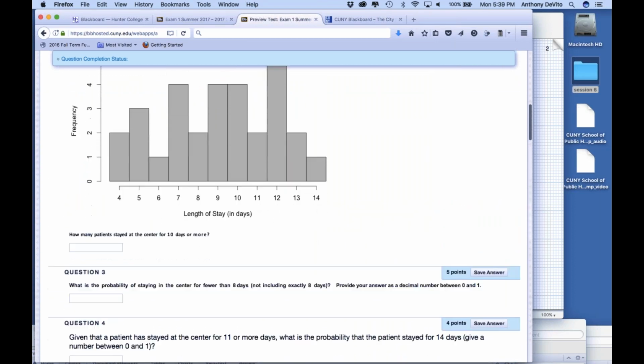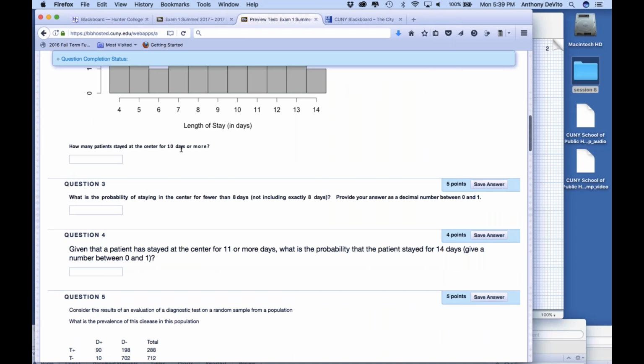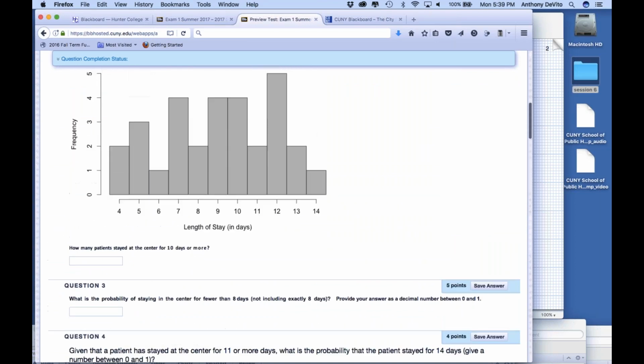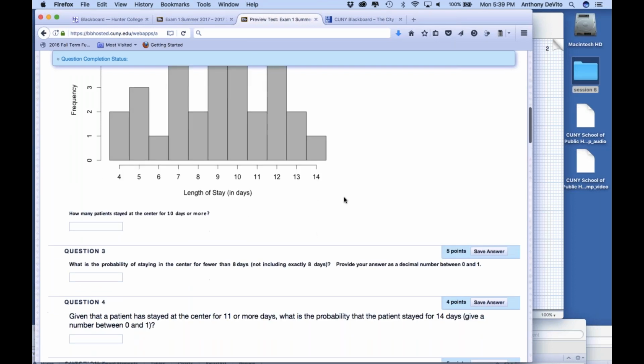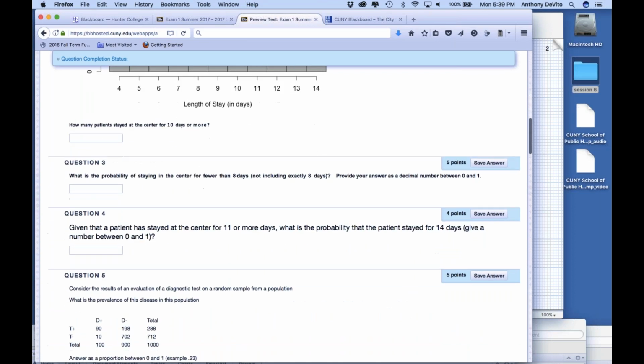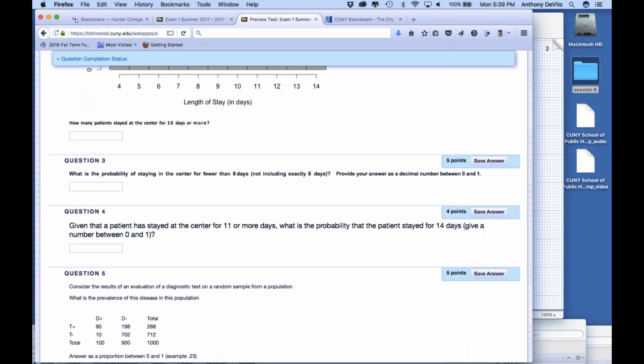Now, as far as this histogram is concerned, it asks you things like, for instance, how many patients stayed at the center for 10 days or more. The height of these represents a frequency, right? It represents the number of people that stayed for that number of days. And so the length of stay is a numerical variable. So let's see, 10 days was 4 people, and 2 people for 11 and 5. We would add those up and put it over 30. I believe the total number of people, if you add up these columns, was 30. So basically a third of the people stayed for 10 days or more.